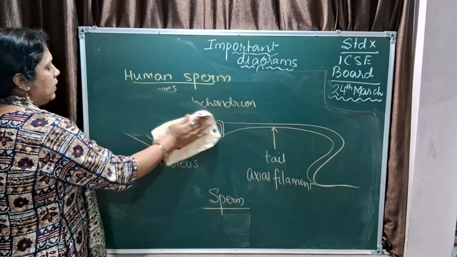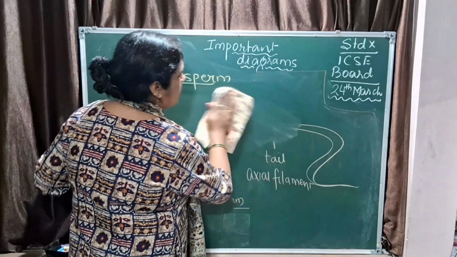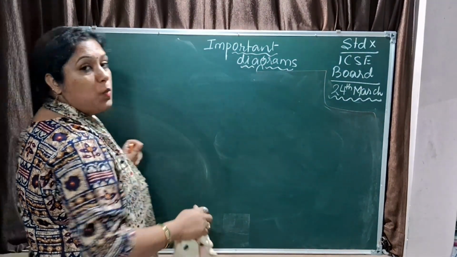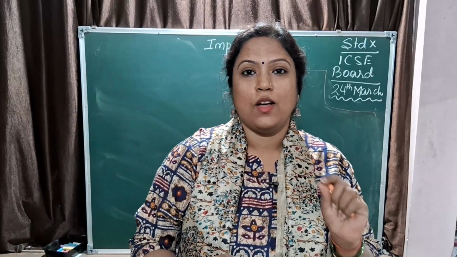Yes. Next one, the female gamete, which is the ovum. Who can tell me on which day of the menstrual cycle the ovulation occurs? Write your answer in the comment box.